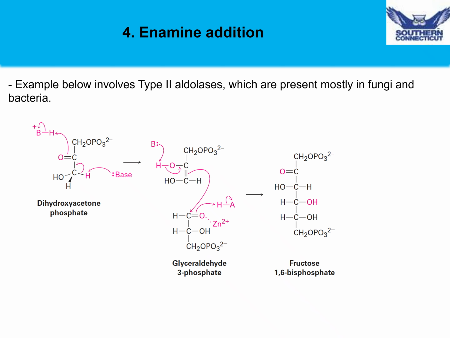Here's another example of an aldol reaction from a biological system, this time involving type 2 aldolases, which are typically found in fungi and bacteria. It starts off with this ketone, which is converted into an enol. So that happens by base removing the alpha hydrogen, and then the carbonyl gets protonated, forming an enol.